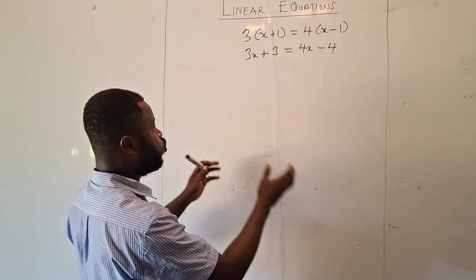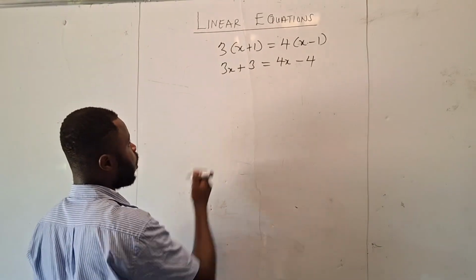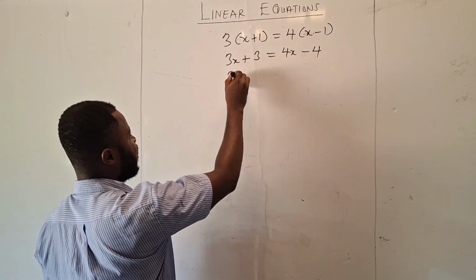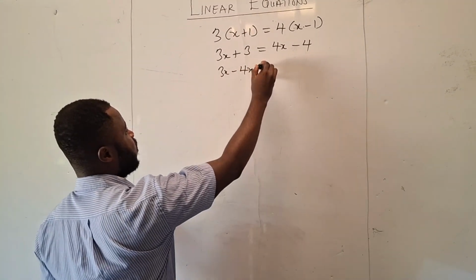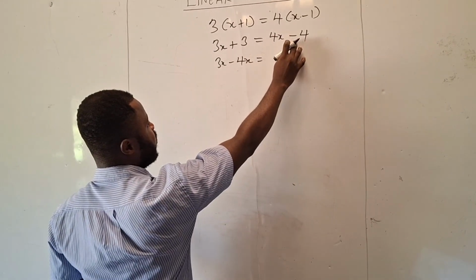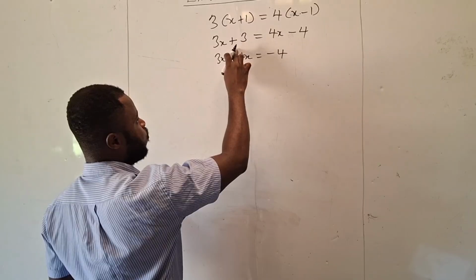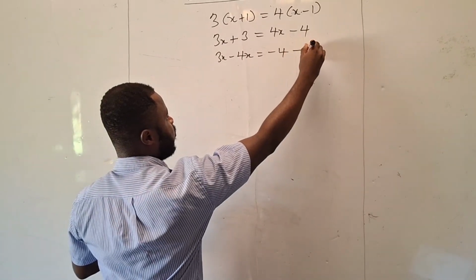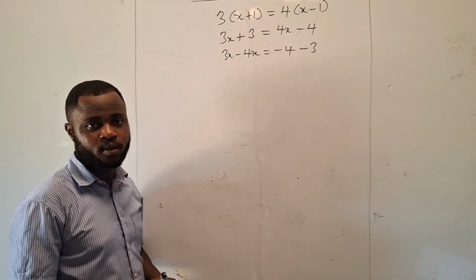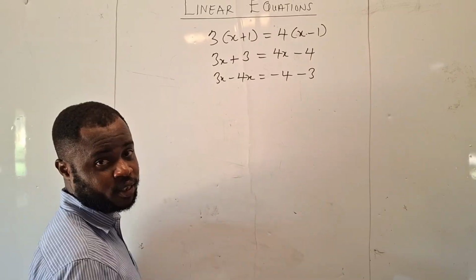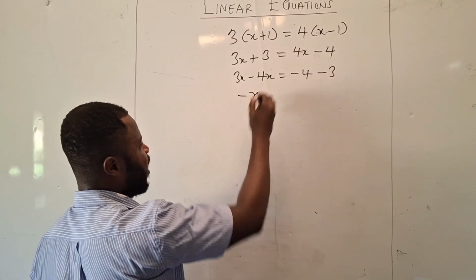So here we are coming to group like terms. So we are going to have our 3x minus 4x, which will be, then we have our negative 4 here. Here is also positive. Coming here will be negative. Now 3x minus 4x will be negative x.